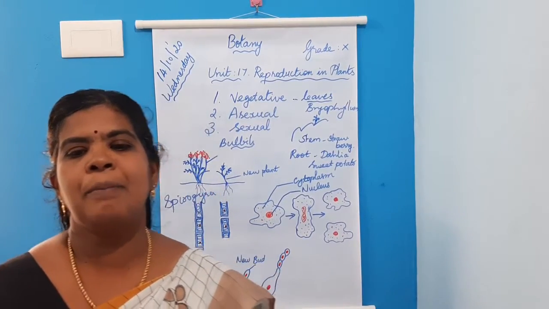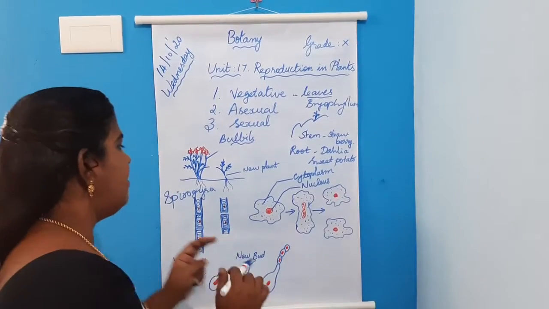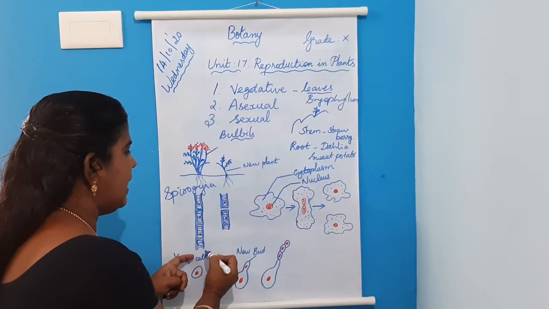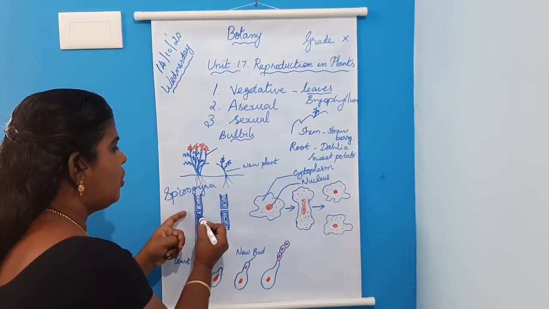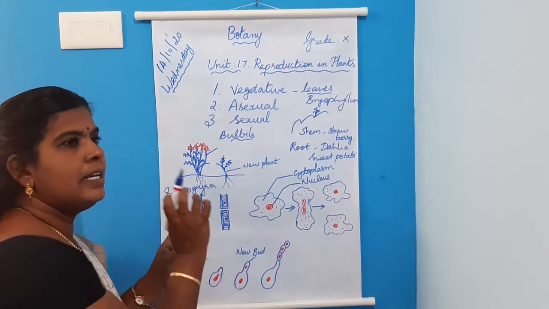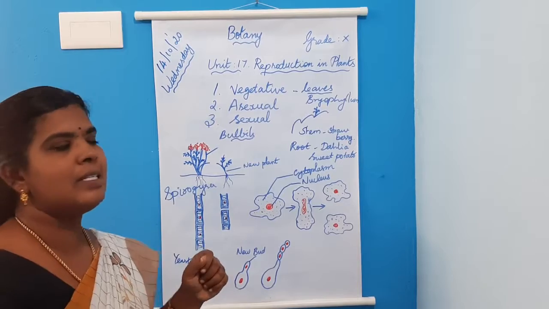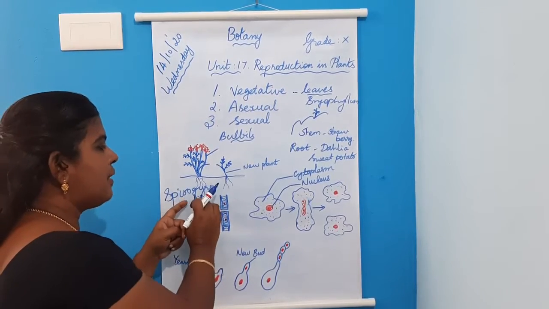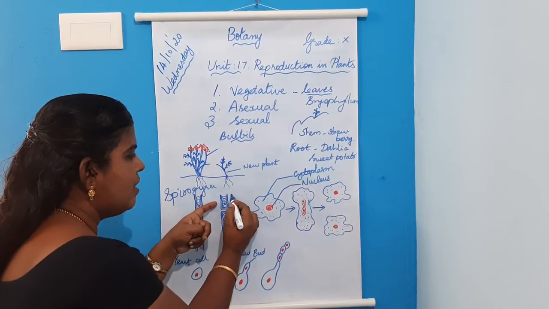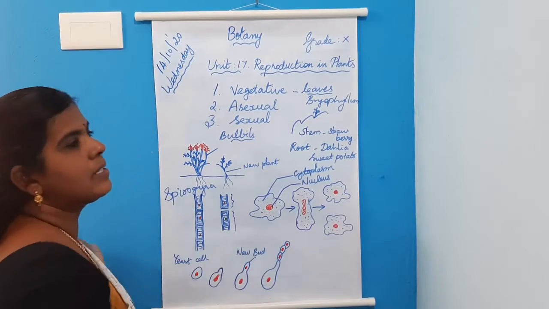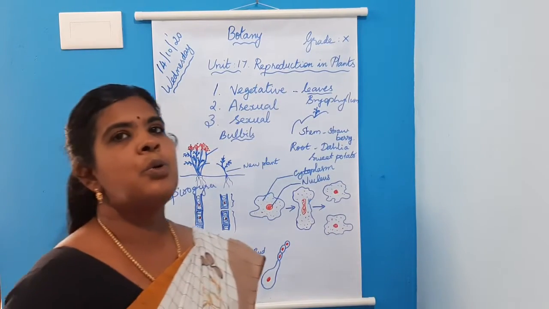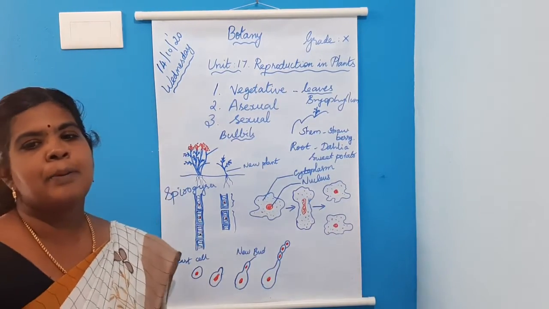Here we see the breaking of filamentous algae into many fragments. This is a filamentous algae having spiral chloroplast. This filamentous algae breaks into certain segments, and these segments are called fragments. These fragments can develop into a new algae. Example, Spirogyra.